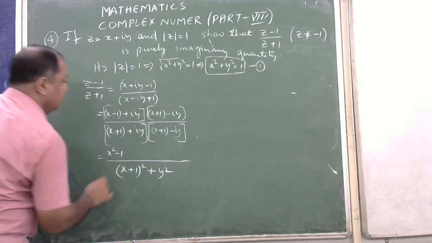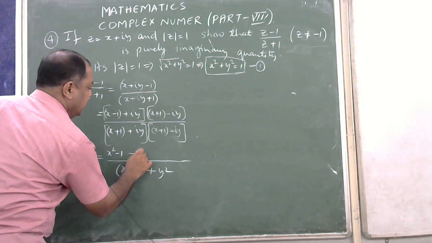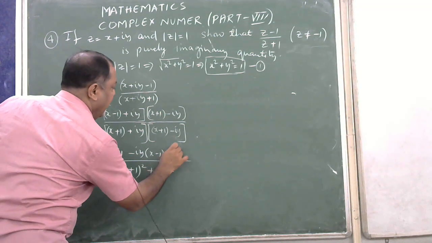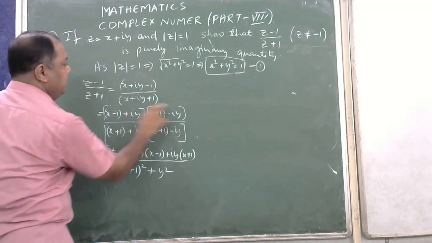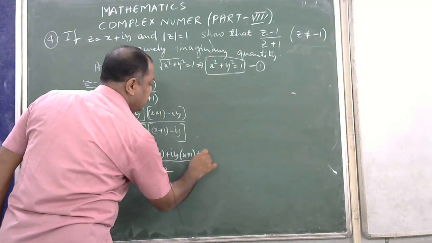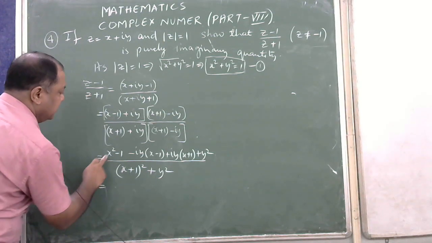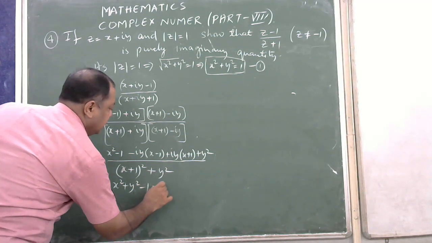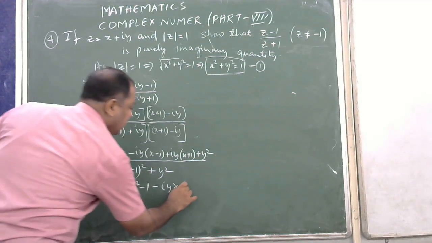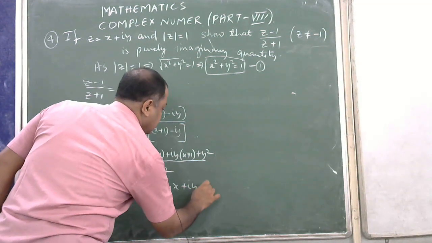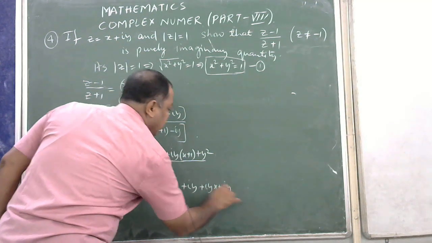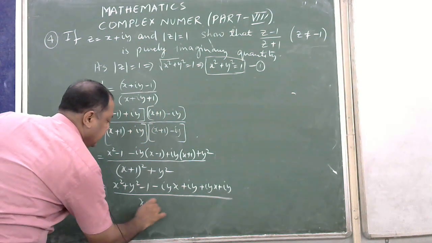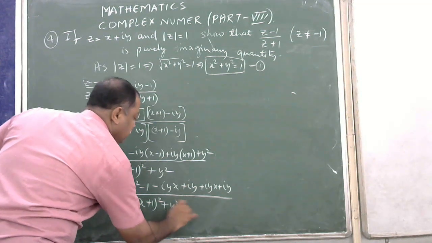is x square minus 1. This into this is minus iy x minus y. And similarly, when I multiply with this iy x plus 1, and when you multiply these two, it is equal to plus y square. On further simplification, x square plus y square minus 1 minus iyx plus iy plus iyx plus iy. And I have written this y square out here, and in the denominator it is x plus 1 whole square plus y square.